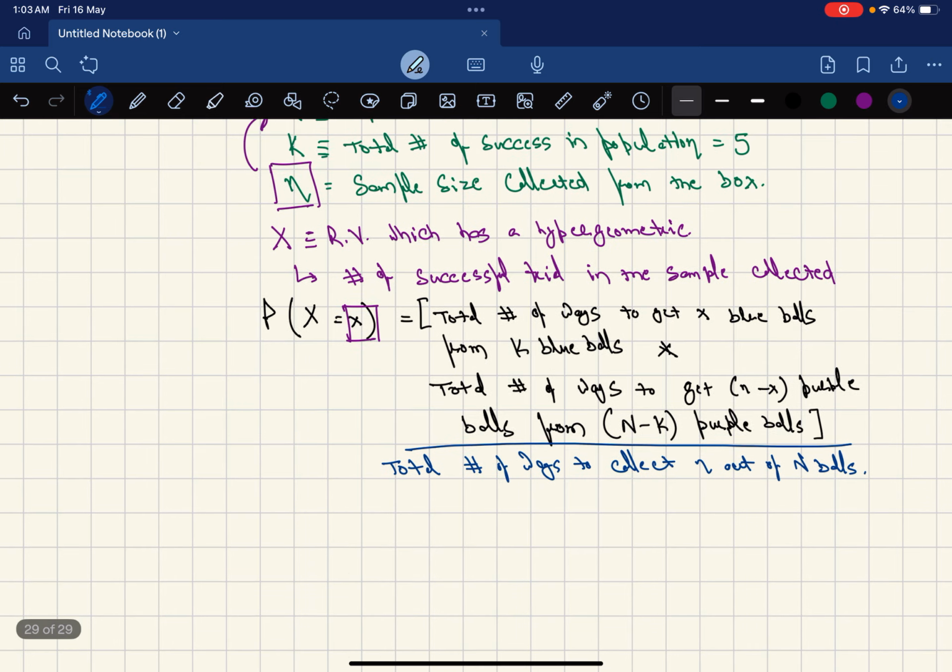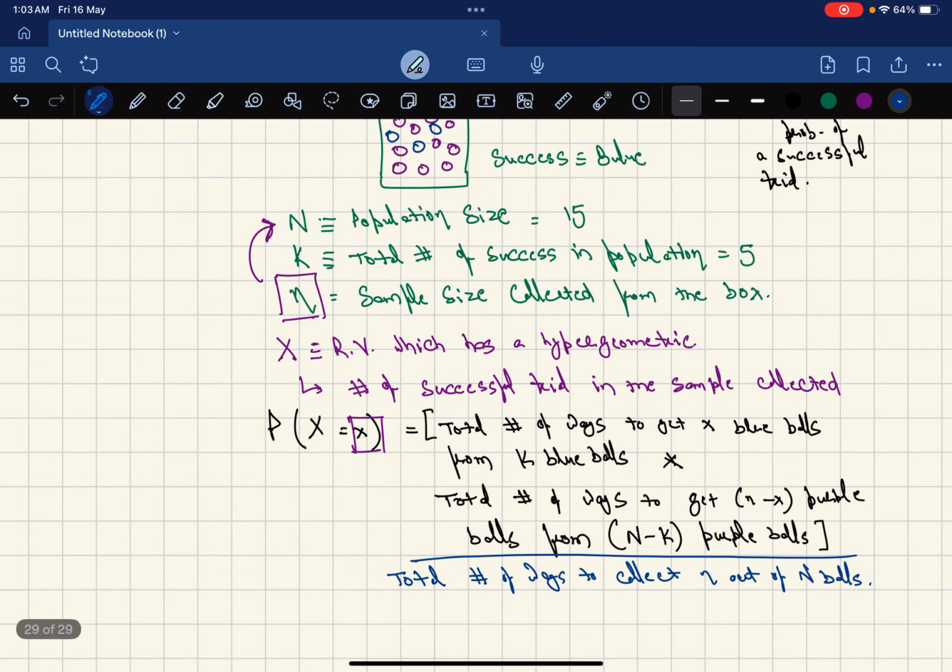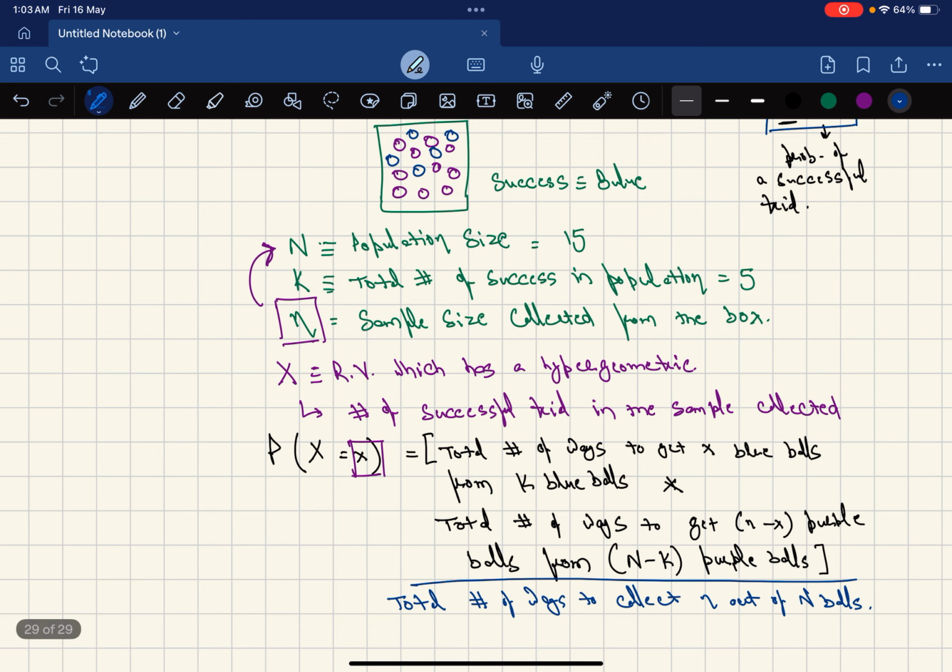So now let's look at it once again more granularly. Let us say we are pulling out small n number of balls from a total of capital N balls. So we are pulling out a sample size of small n. In this case, we can assume a particular value of this small n. Let us say we take it as 6. So we are pulling out 6 balls from the population of 15 balls, and we want that out of those 6 balls which are taken out, there should be small x number of blue balls.